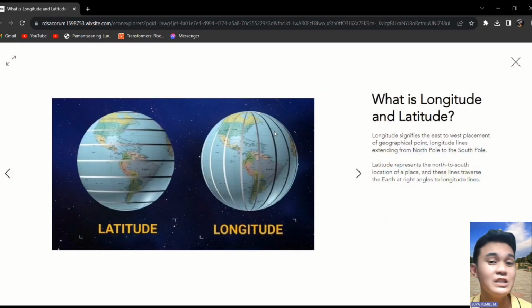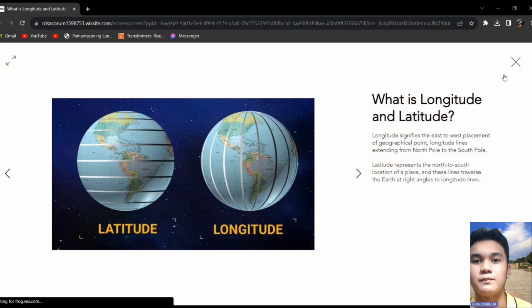Longitude signifies the east to west placement of a geographical point, with longitude lines extending from the North Pole to the South Pole. The prime meridian serves as the reference line for longitude, passing through Greenwich, England, and effectively dividing the Earth into the eastern and western hemispheres. Latitude represents the north to south location of a place, and these lines traverse the Earth at right angles to longitude lines. The equator serves as a central reference line, splitting the Earth into the northern and southern hemispheres, while all other latitude lines run parallel to it.